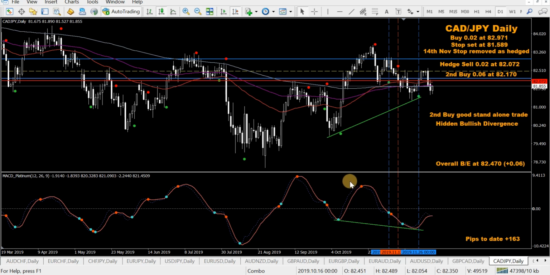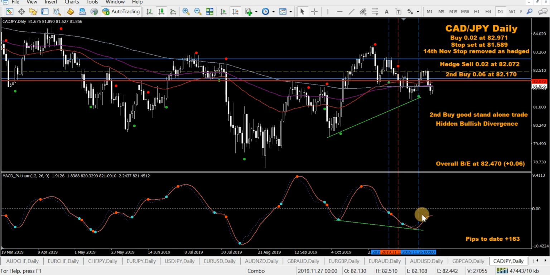CAD yen. Now I don't mind this one. I took a buy, hedge sell, red. Then I took a second buy. It got to my overall break-even level here, this yellow dash line. You can see my notes here. And what was it, 1, 2, 3, 4 days, it's probably at my break-even.